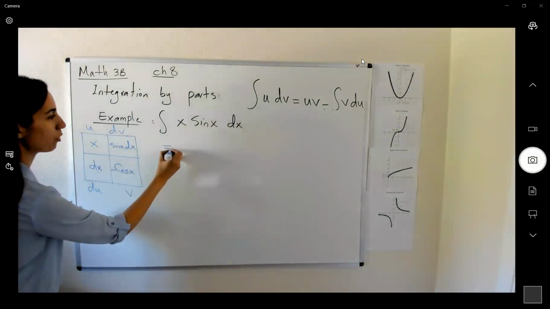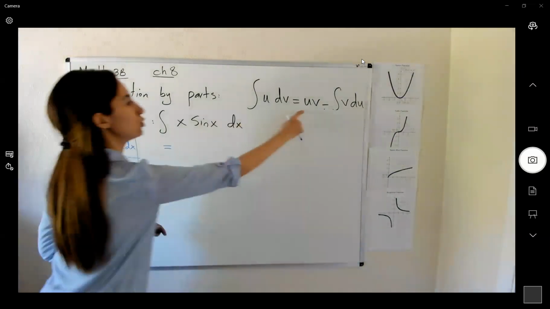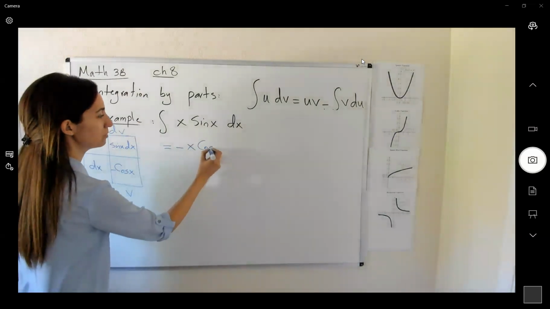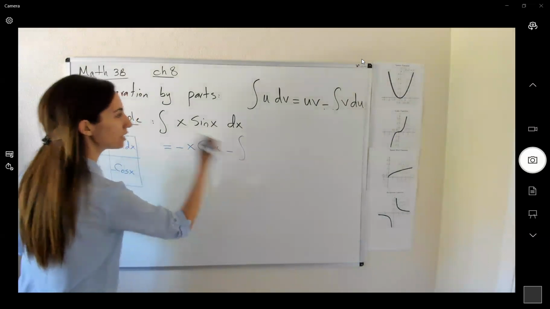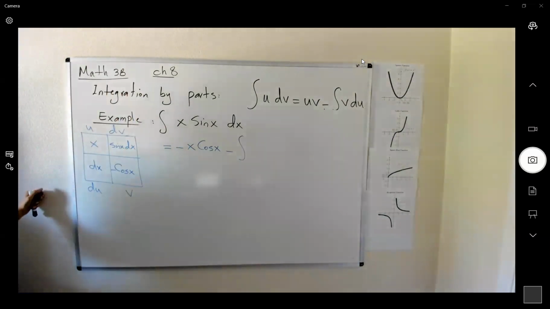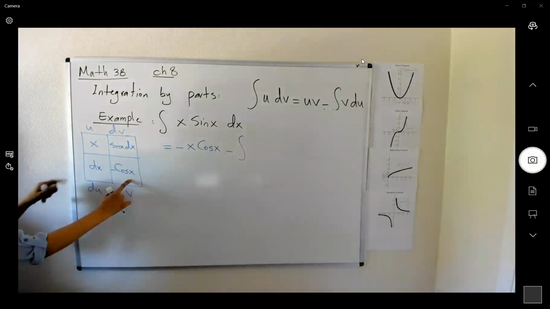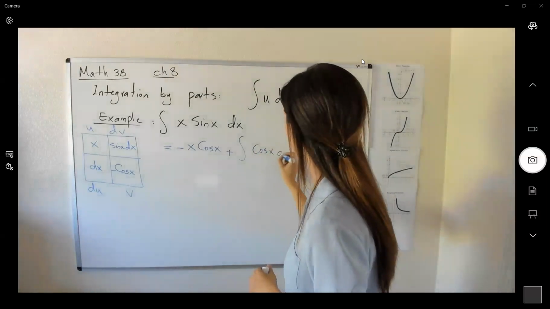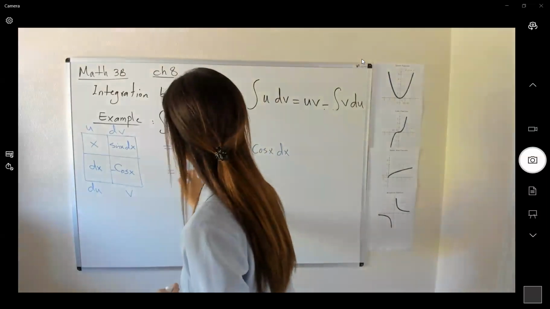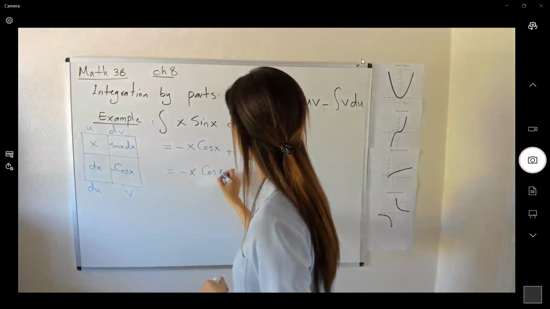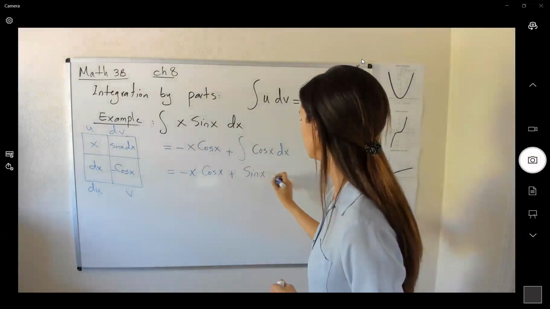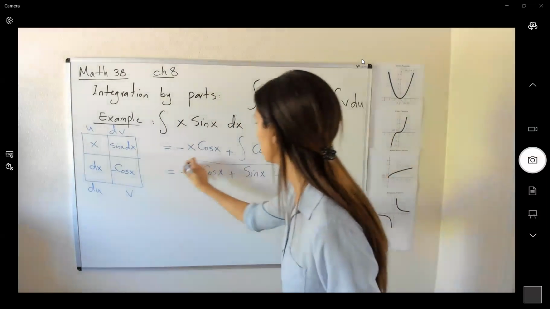So integration by parts says that we have uv, which is x times minus cosine x, minus the integral of v du, which gives plus the integral of cosine x dx. This is minus x cosine x plus the integral of cosine, which is sine, plus the constant of integration.